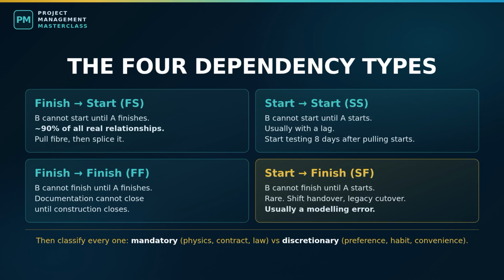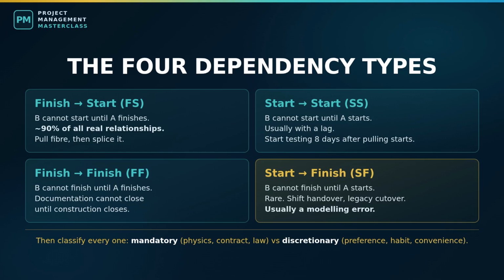Type 4. Start to finish. The successor cannot finish until the predecessor starts. Rare, confusing, and most project managers never model one deliberately. The cleanest real example I know: your legacy copper service cannot be decommissioned until the new fiber service starts carrying live traffic. The old thing cannot end until the new thing begins. You see it in system cutovers and shift handovers.